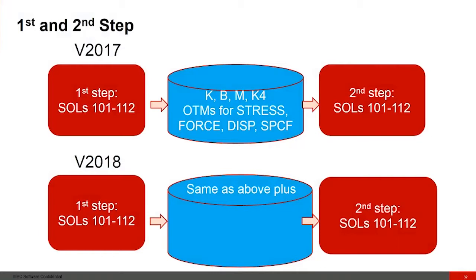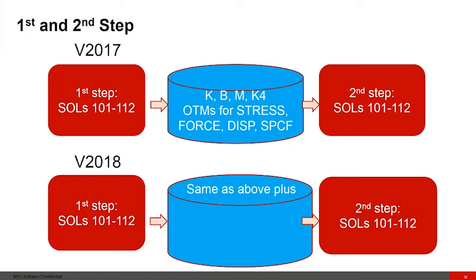So here you can see how it was done in the older versions, in version 2017. We could create the external super element using a two-step method in multiple solutions, including solution 101 and 103 through 112. Step one was to create the reduced matrices, such as the stiffness and mass matrices, and also include the OTM data block for the output transformation matrix. Then the next step was to recover the stress and the other values that you want, and the components, and get the data recovery. Now, in version 2018, we have added more capabilities to the OTMs.